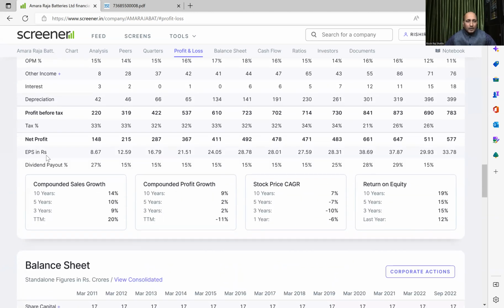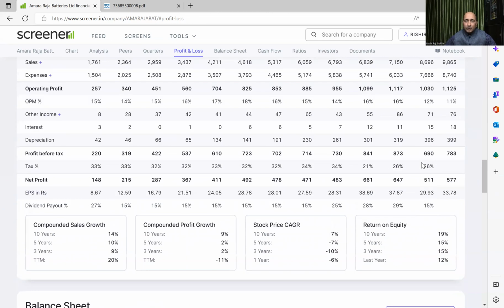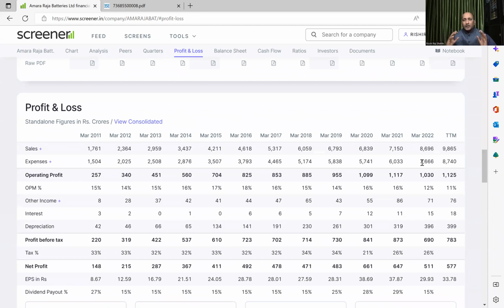Now come downside, EPS is given. So this is also consistent, increasing way. So this is almost 30 rupees. So this information you will get from a profit and loss account, this complete information.